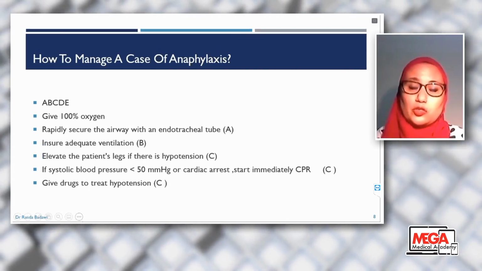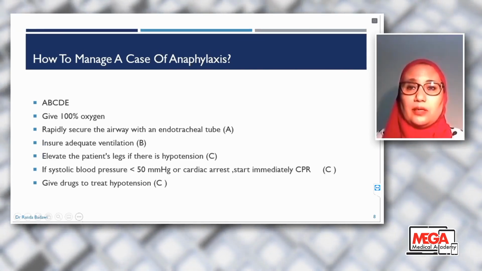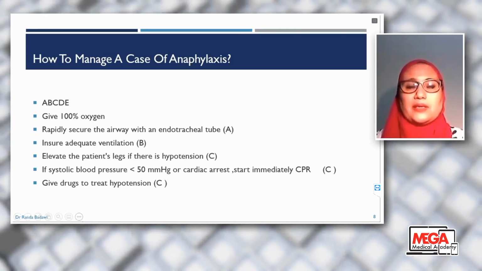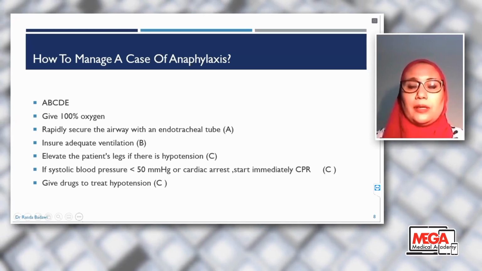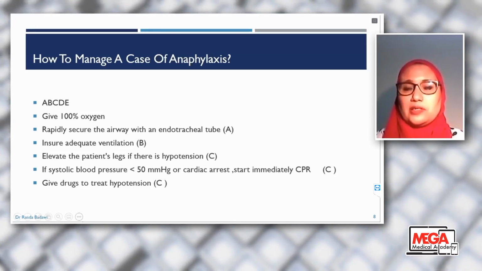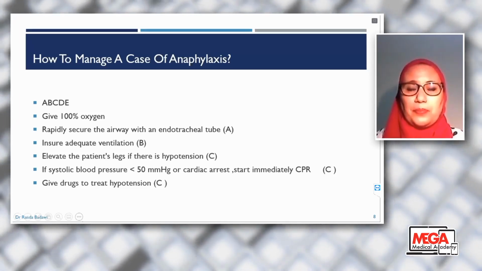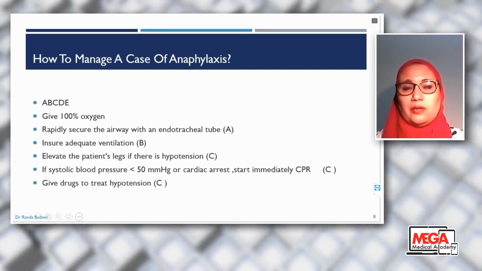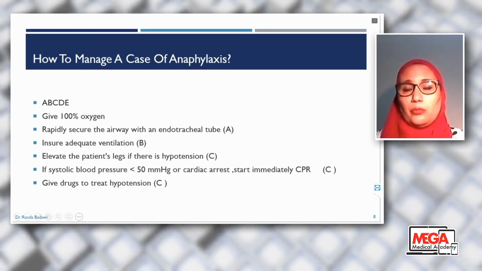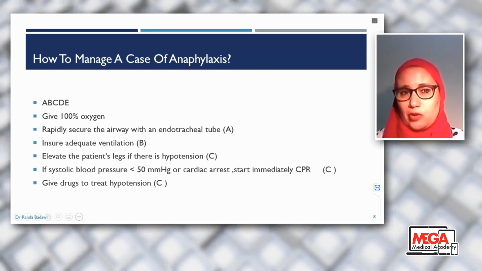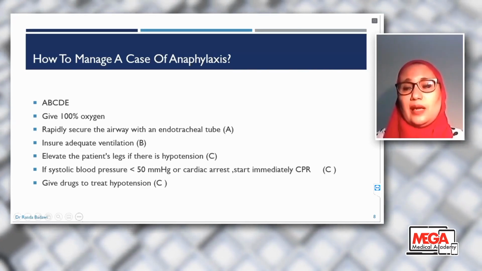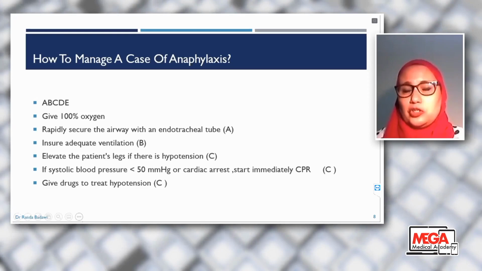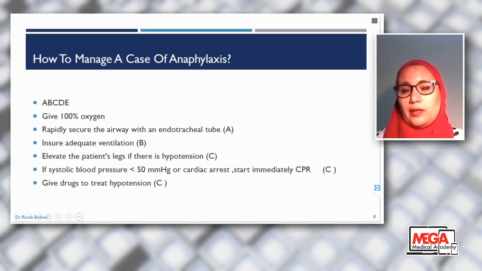To start management, this is a critically ill patient, so we are going to follow the ABCDE approach. Number one, whenever you are resuscitating a critically ill patient, you should administer 100% oxygen. This is at the very beginning. Then we have to secure the airway as regards A. This is a life-threatening condition, especially if you find a clinical sign suggesting airway involvement.